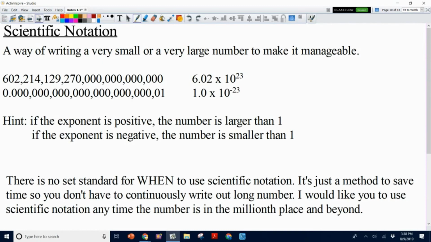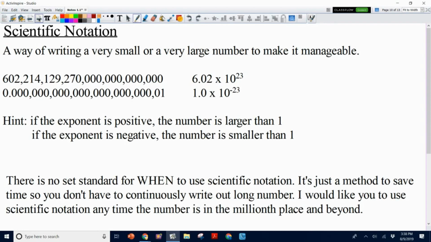And then we're going to count how many times did we have to move the decimal to get it to that spot. We're going to have to move it 23 times. So it's 6.02 times 10 to the 23rd power. So that's how you would convert that to scientific notation. The number below that, 0.00000000001, is a very, very small number.